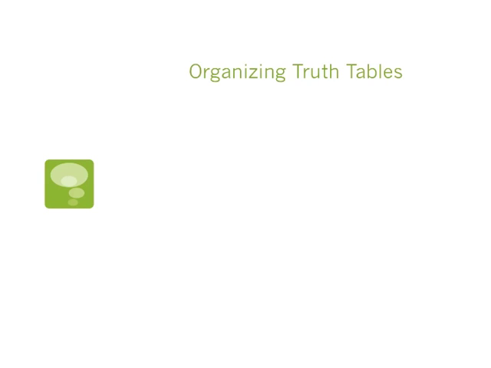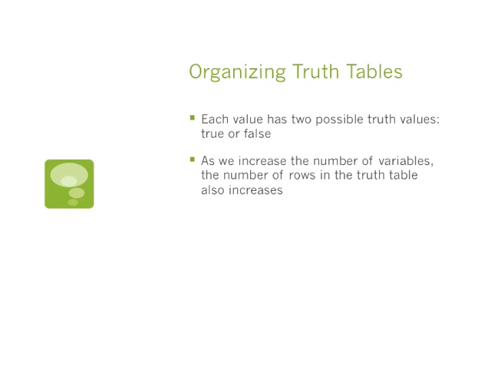Now, let's take a look at how to organize truth tables. Every Boolean variable or operation in your truth table has two possible values, true or false, sometimes denoted T or F, and sometimes denoted 1 or 0. As the number of variables increases, so does the number of rows in your table. More variables means a bigger table. Rows increase by a factor of 2 to the n, n being the number of variables you're using. So 2 variables need 4 rows, 3 variables need 8 rows, and so on.